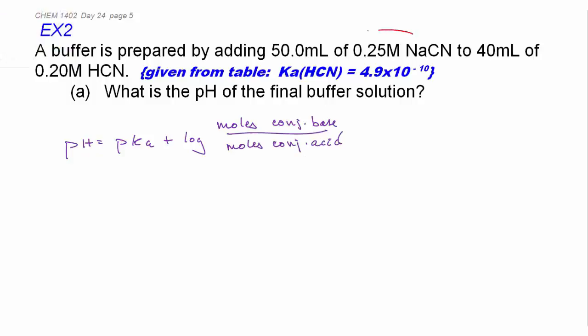Okay, my conjugate base is right here. That would be 0.05 liters times 0.25 moles per liter. 0.05 times 0.25, about 0.0125 moles. So that's my conjugate base.